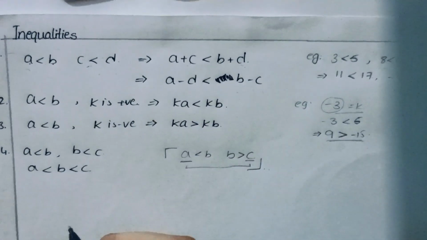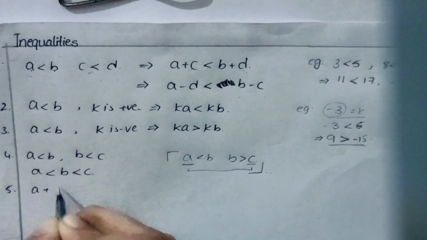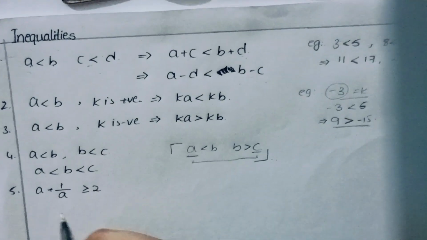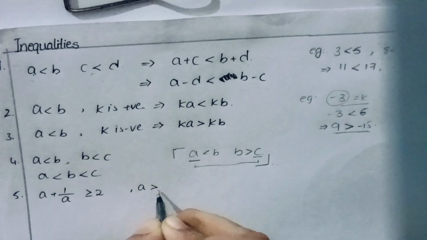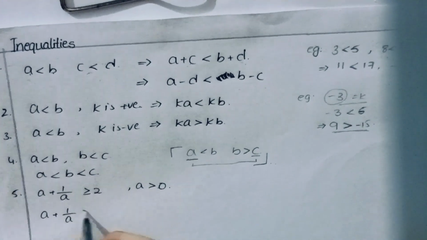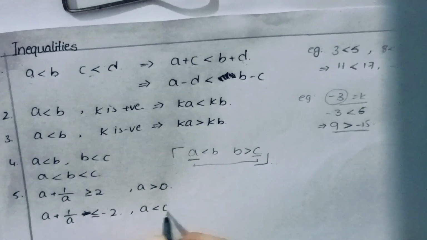So this is important. Next, coming to the fifth point, this will be very useful in many questions, like we have to use this property. Please remember this, very useful. If a is greater than 0, then a plus 1 by a is greater than or equal to 2, or else a plus 1 by a is less than or equal to minus 2, if a is less than 0.